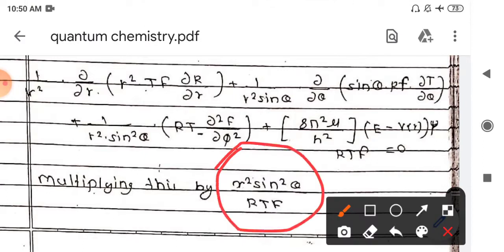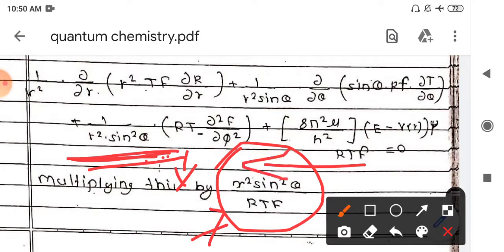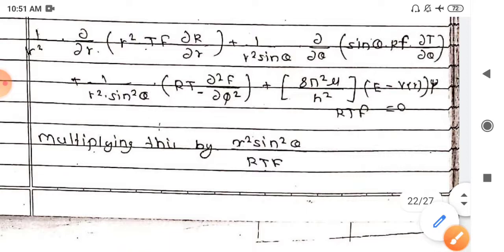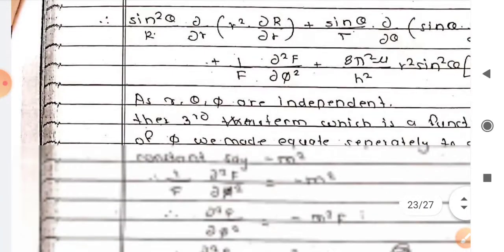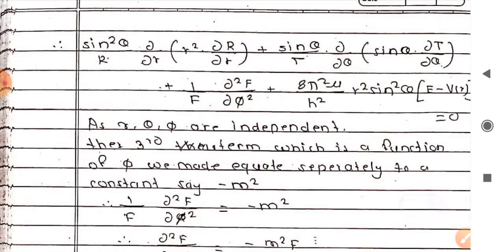Now we multiply the above equation by r square sine square theta upon RΘΦ. Why are we doing this? Because we can see the Φ equation contains this r square sine square theta. So first we have to solve the Φ equation, and for R and Θ we also follow the same procedure. We are moving from the right to the left hand side, because this makes the simplification better. So we have just multiplied by r square sine square theta upon RΘΦ.